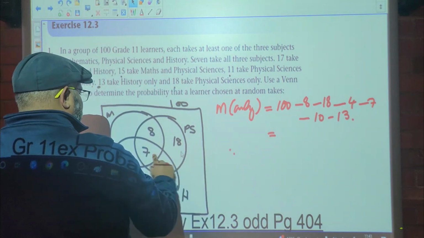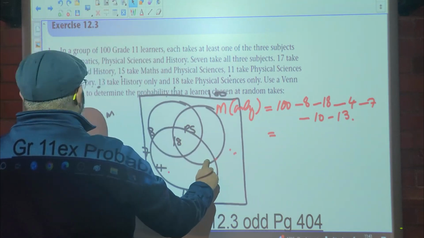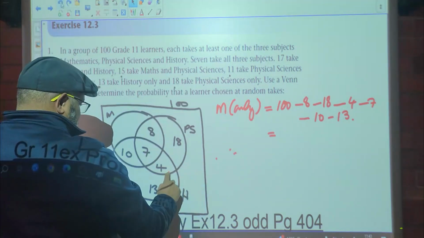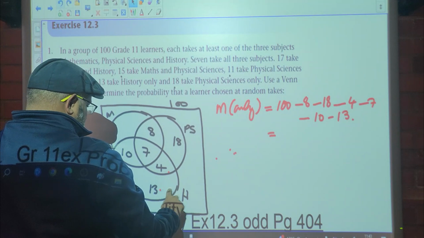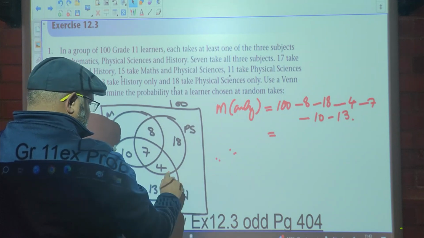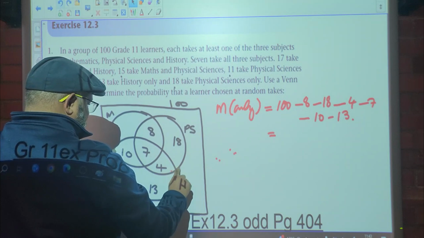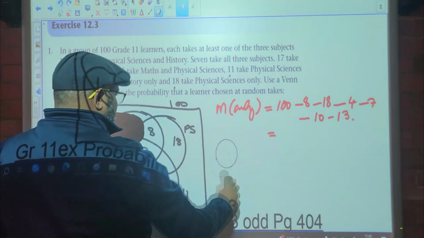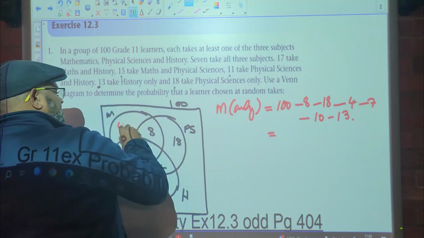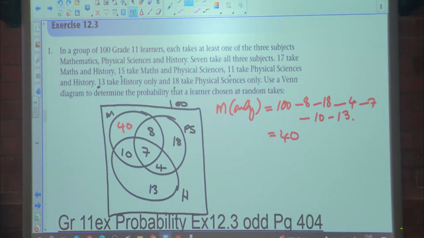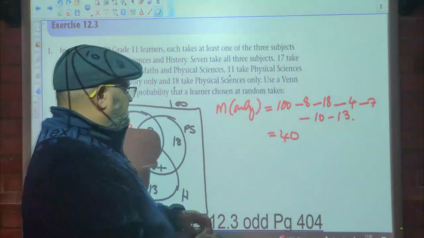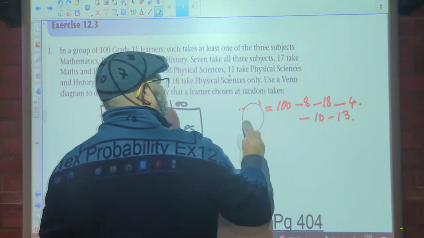So that means to say that 40 does mathematics only. Does it make sense? Okay. So there we go. Now we're not going too fast.